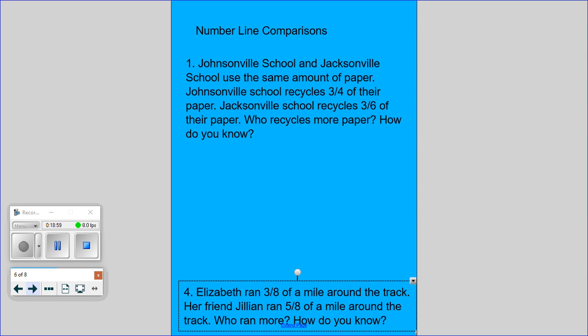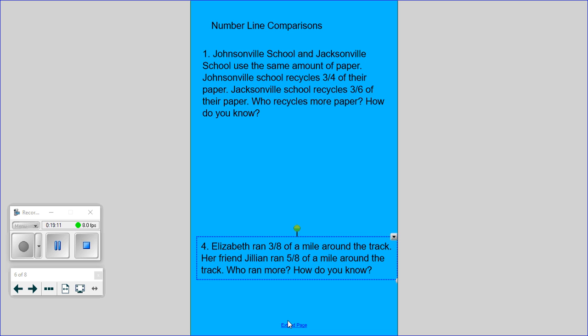Johnsonville School and Jacksonville School use the same amount of paper. That's important because we know our wholes have to be the same. Johnsonville School recycles 3/4 of their paper. Jacksonville School recycles 3/6 of their paper. Who recycles more paper and how do you know?